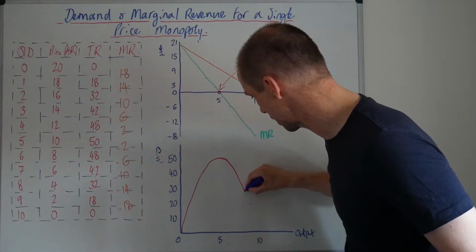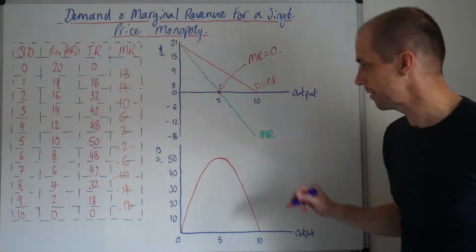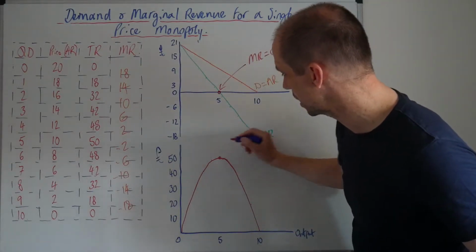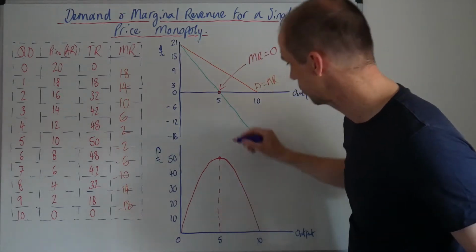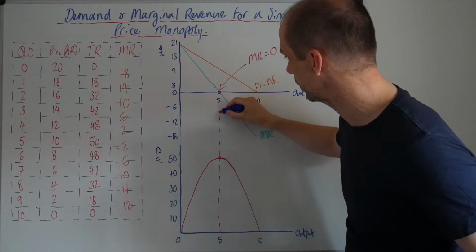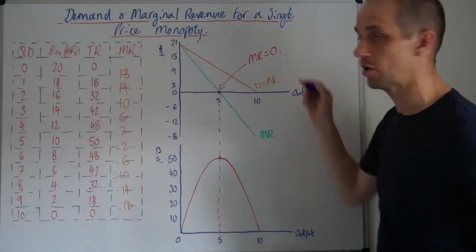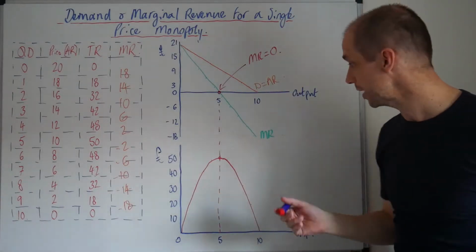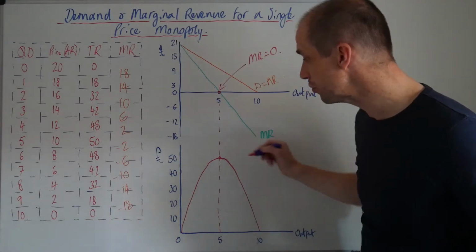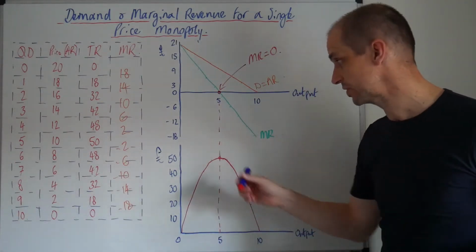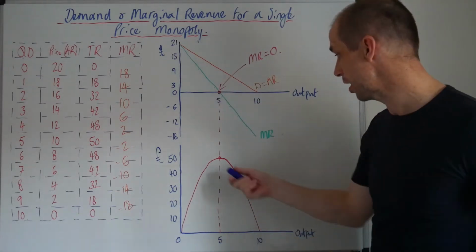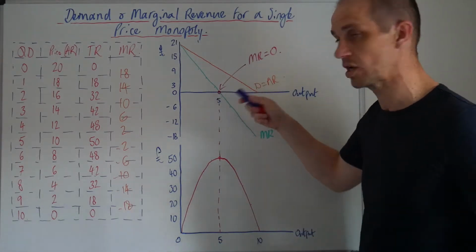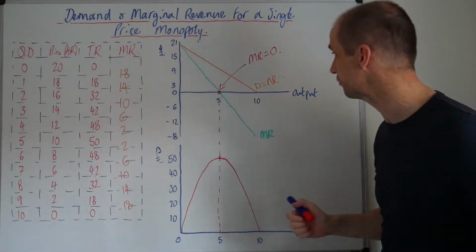So we can see that we reach a peak level of revenue, and that corresponds perfectly with the output level of 5 that we have here, and where MR equals 0. Because when MR equals 0, we're right at the top of the total revenue curve, and so revenue cannot be increased any further. It will simply mean if you sell more units of output, revenue will start falling.